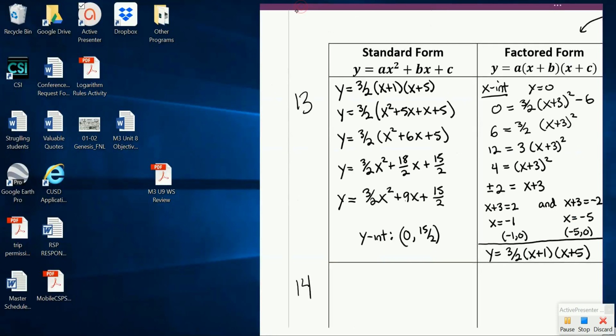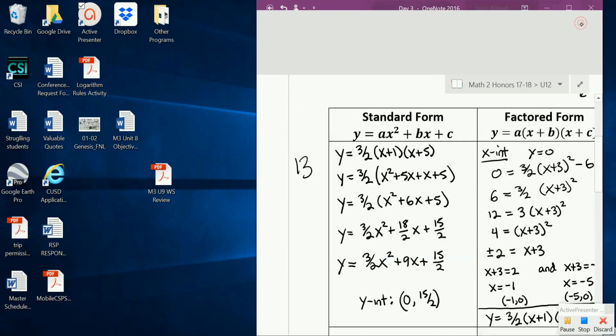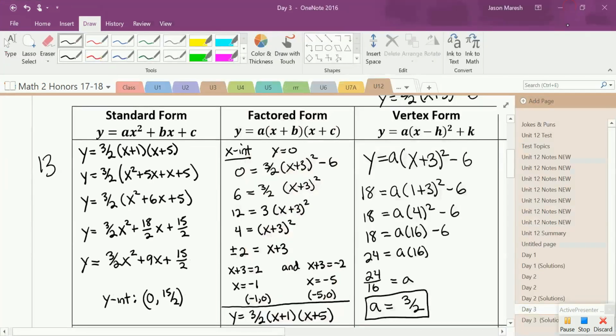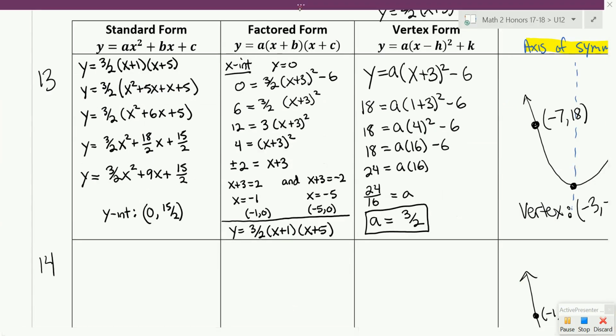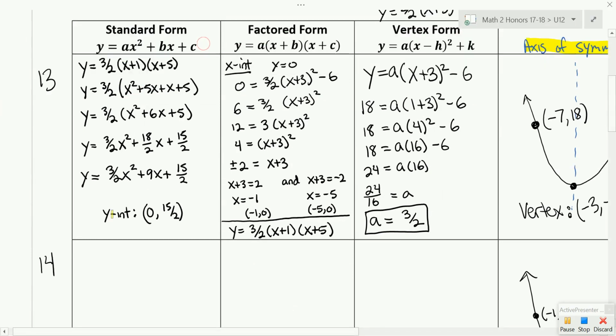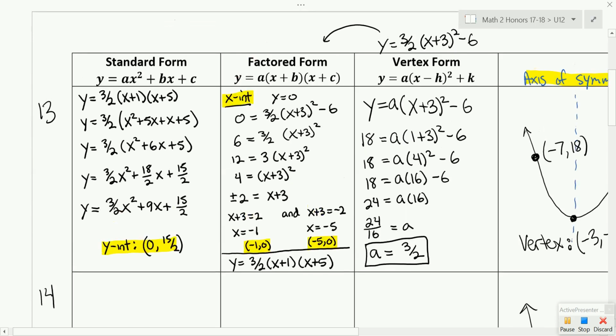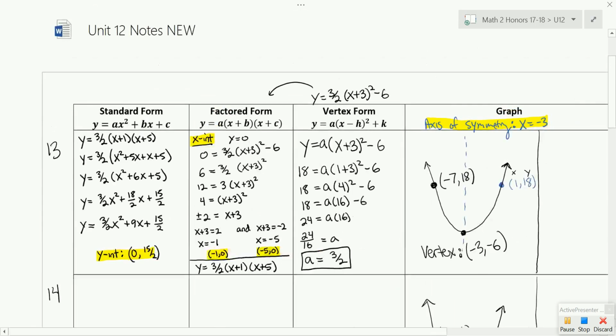So, oops. I'm going to have you finish this one, but we've done a lot of it together. We found the y-intercept, found our x-intercepts, we had the vertex, got our axis of symmetry, and so 14 is going to be just like this one. And give it a try. Do the best you can on it, okay? So I'm going to stop there, and homework is to finish 7 through 14.